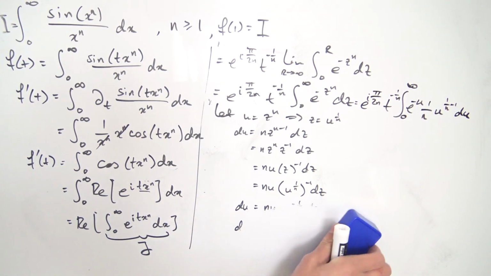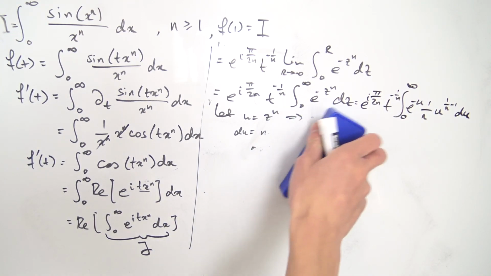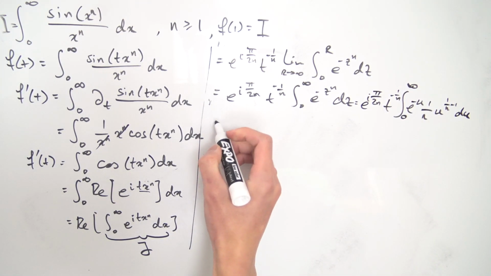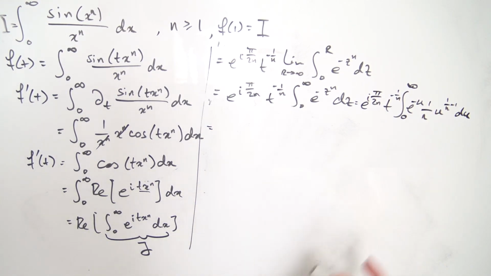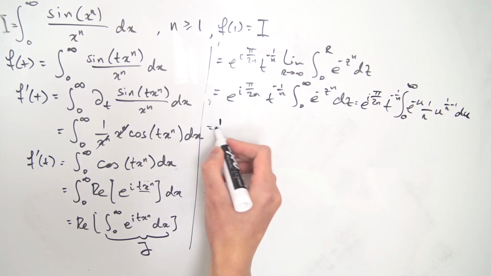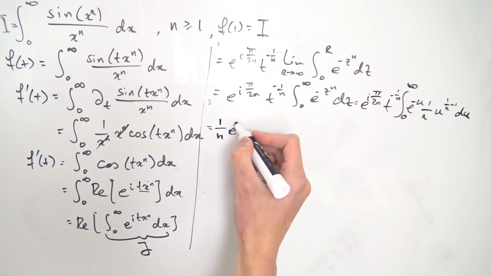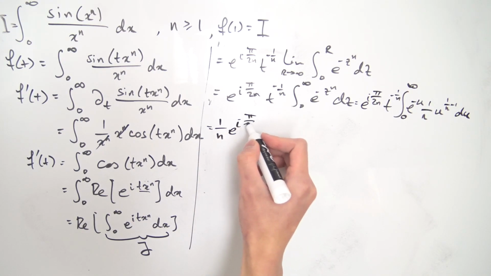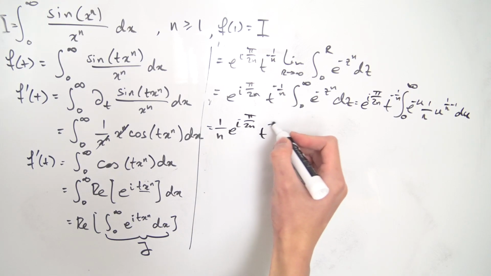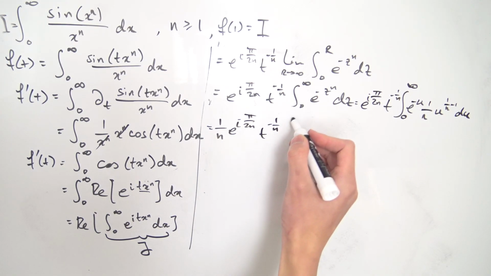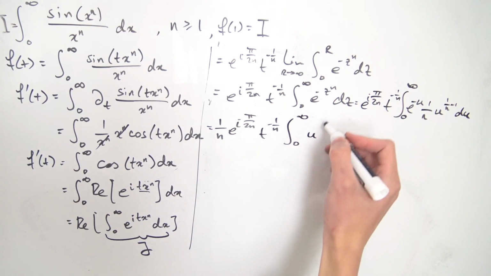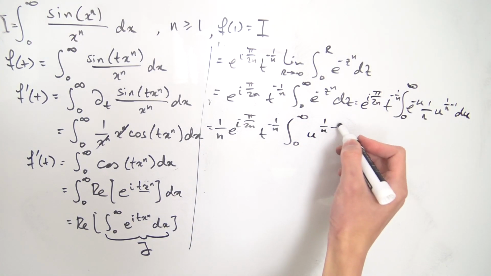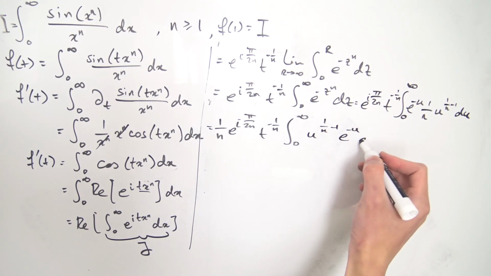Alright, we can rub out all of this now because we don't need it anymore. So now this looks basically like our gamma function. Let's just rewrite it a little bit. Let's bring this 1 over n multiple out to the front. So we're going to have 1 over n times e to the i pi over 2n times t to the minus 1 over n, integral from 0 to infinity of u to the 1 over n minus 1 e to the minus u du.